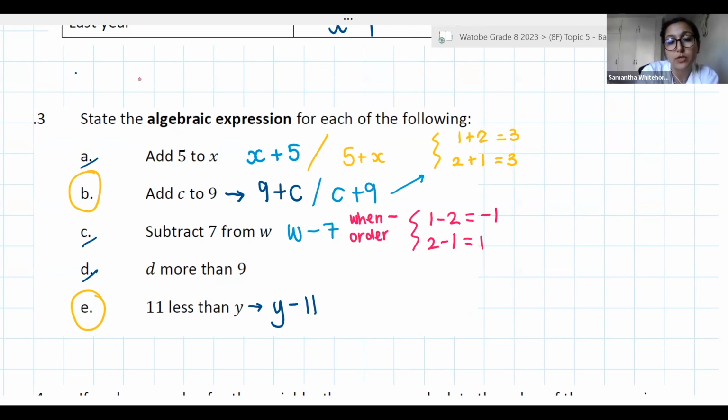I'm just going to make a little note here. Order is important. NB. And so if you had said 7 minus W, that is wrong. What you have done is you have subtracted W from 7. We want it the other way around: 7 from W. But all very nice.